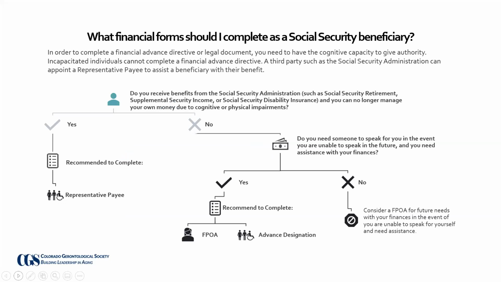And here's the same tool for Social Security beneficiaries. It tells you if you need a representative payee, if you should have, or if you should do the financial power of attorney and the advanced designation.